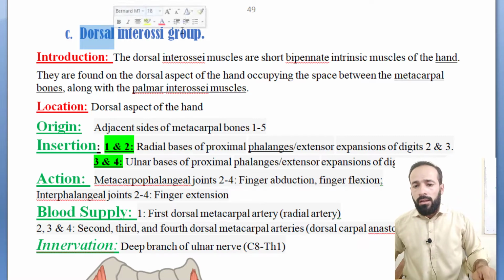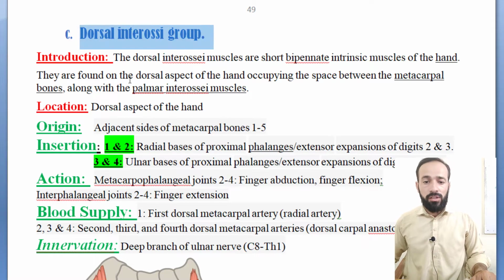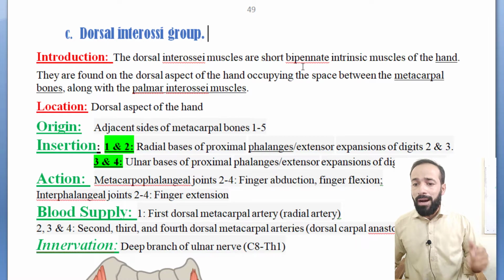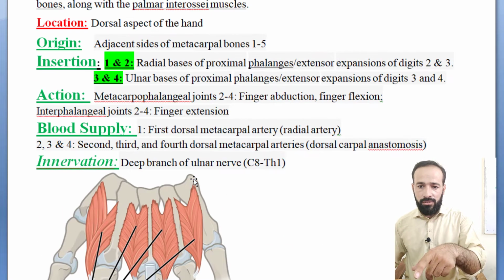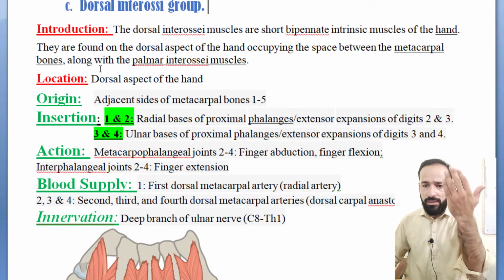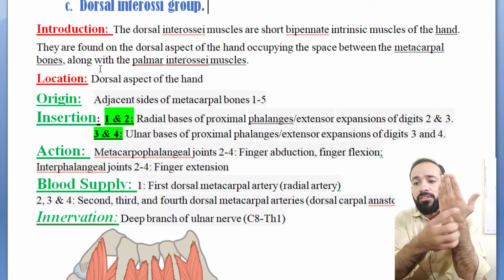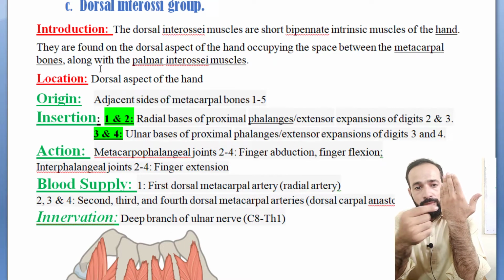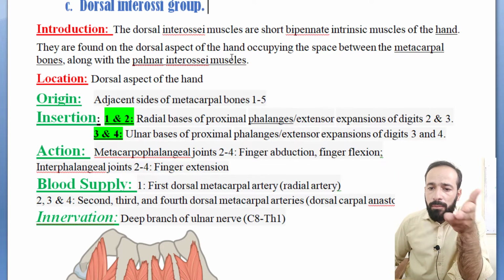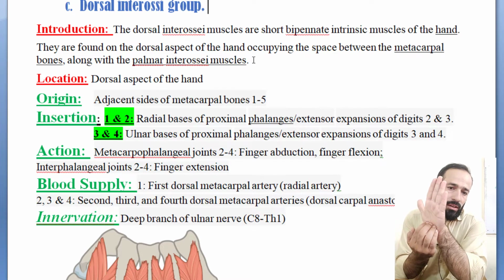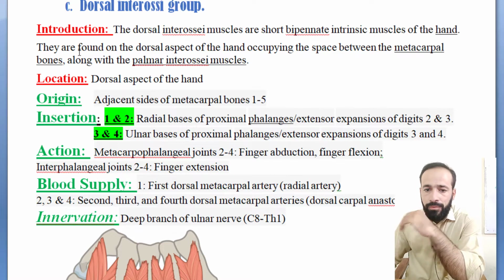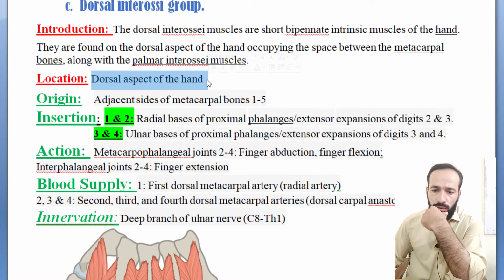So let's see the dorsal interossei group. The dorsal interossei muscles are short bipinnate muscles. Here is the diagram. Bipinnate intrinsic muscles of the hand, they are found on the dorsal aspect of the hand, occupying the spaces between the metacarpal bones, along with the palmar interossei. From this surface there are palmar interossei, from this surface there are dorsal interossei. They are present in the dorsal aspect of the hand.